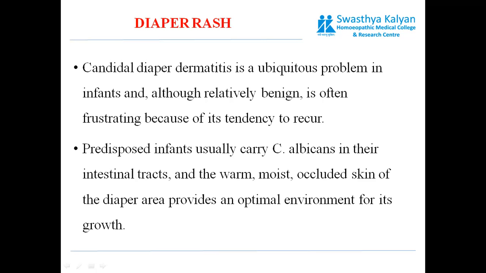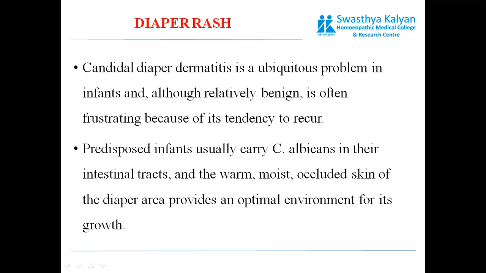Then the predisposed infants usually carry Candida albicans in their intestinal tract and the warm, moist, occluded skin of the diaper area provides an optimal environment for its growth, for the growth of Candida albicans.